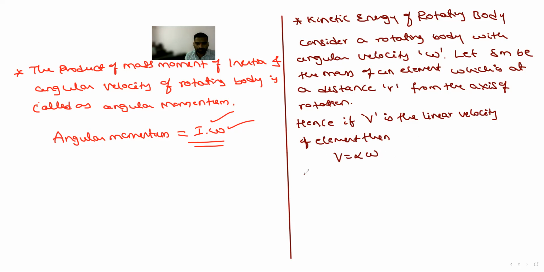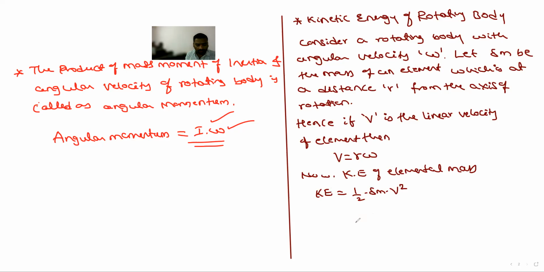Then now kinetic energy of elemental mass. See, what is your kinetic energy? Kinetic energy is half mv square, correct? But here we are not considering the entire mass, we are taking only the elemental mass, delta m v square.